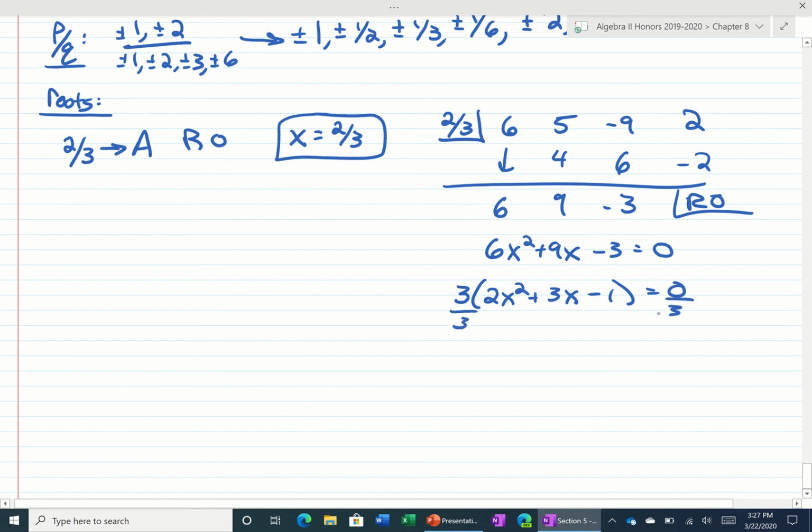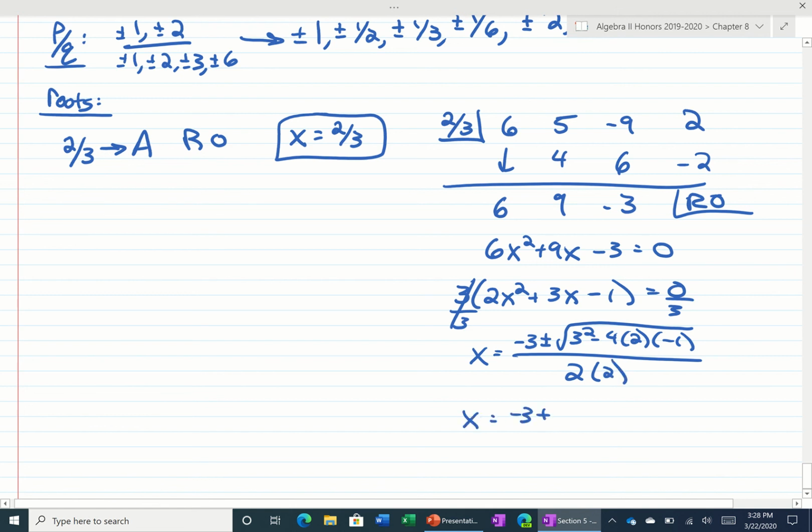sides by 3. I can't think of numbers that multiply to be negative 2 and add up to be 3. So if we factor out a 2, we're going to have fractions with completing the square. So even though you could do that, for me I'm going to use quadratic formula. 9 plus 8 is 17. And it looks like that would be the other two answers. So that would give us all three.